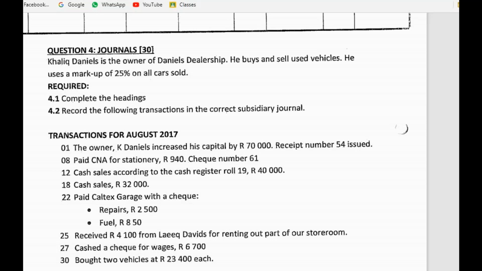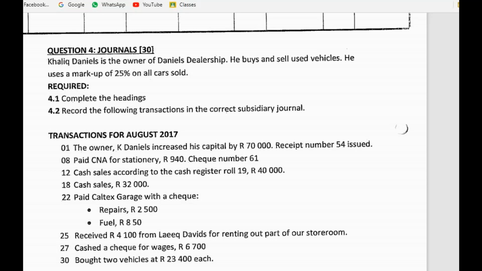So here's an example of a question that we got from South Peninsula High School. Just before I do the journals with you, I want to quickly go through how we select which journal to post to. When you read the transactions, it says complete the headings and record the following transactions in the correct subsidiary journals. I've done that already. The purpose of the cash receipts journal is to record the money we've received, and the money we've paid will go into the cash payments journal.